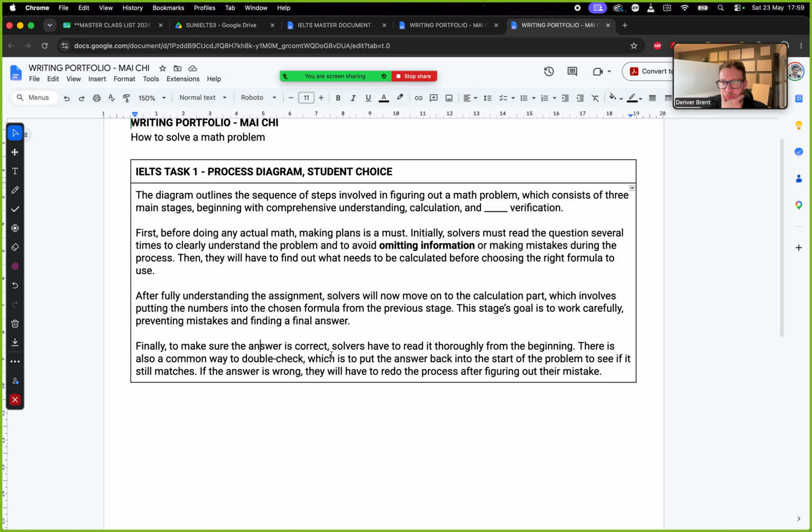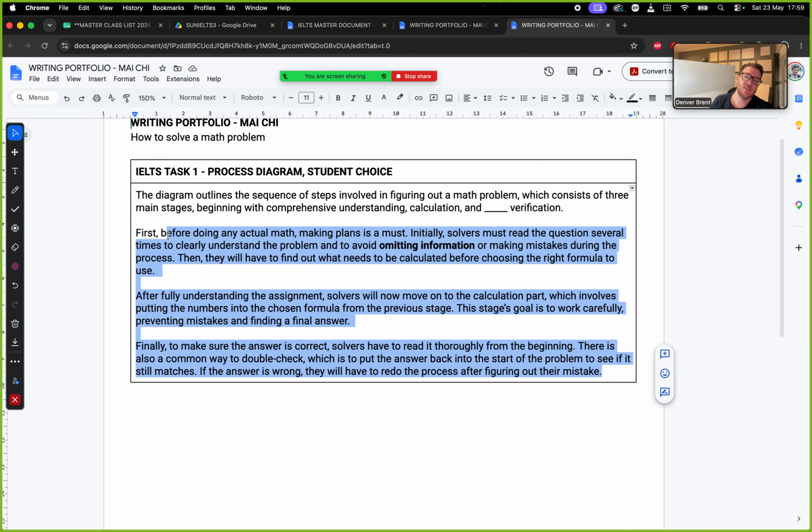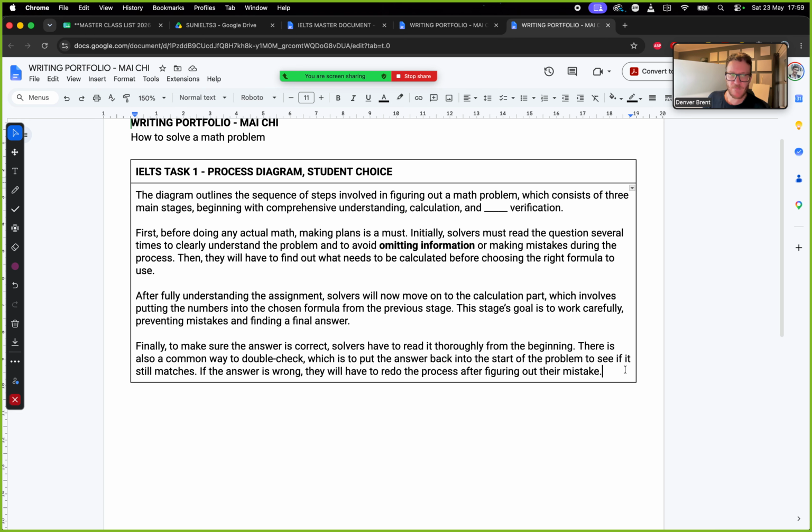Finally, to make sure the answer is correct, solvers have to read it thoroughly from the beginning. There is also a common way to double check, which is to put the answer back into the start of the problem to see if it still matches. If the answer is wrong, they'll have to redo the process after. Okay, this is excellent. I mean, yeah, this is really good.